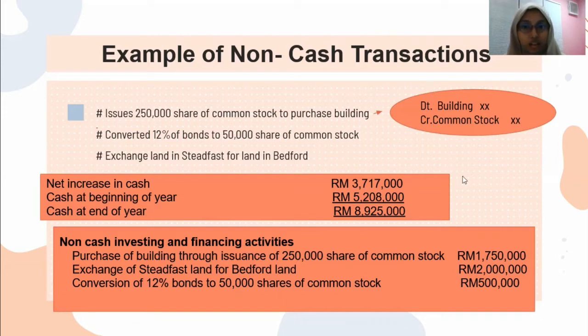And looking at these figures, it shows where the non-cash transactions or non-cash investing and financing will be presented, which is at the bottom of the statement of cash flow. These are the reconciliation of cash, and under it will be the non-cash investing and financing transactions.